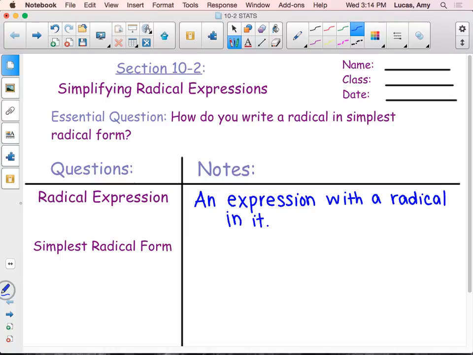Now, a radical means a root. So we are going to focus particularly on square roots today. Simplest radical form means that we're going to write our square root with no perfect square factors left in it. So we are going to remove all perfect square factors.